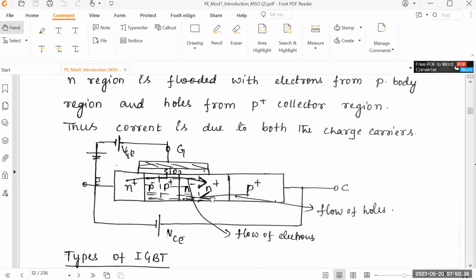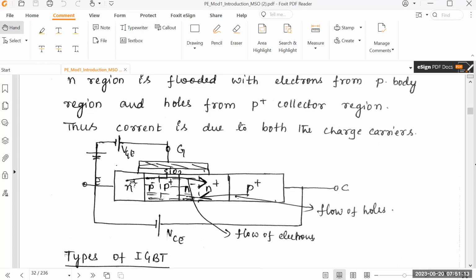Here, whenever electrons are moving, I'm talking about the N region over here. It's not the N plus, I'm talking about only the N region. What will happen to this N region? It will be flooded with electrons from the P body region. P body means the P substrate. And it is flooded with holes from the P plus region. So that's how the N region will be flooded with both electrons and holes from the P plus collector region. In this way, the current will be flowing.